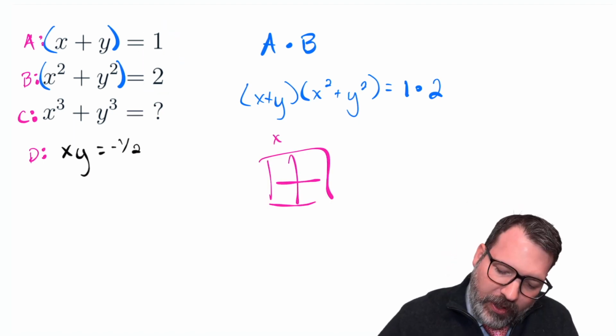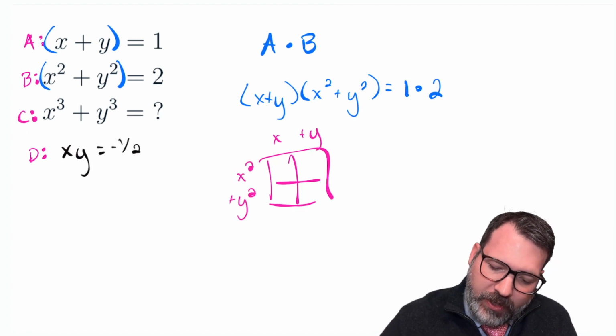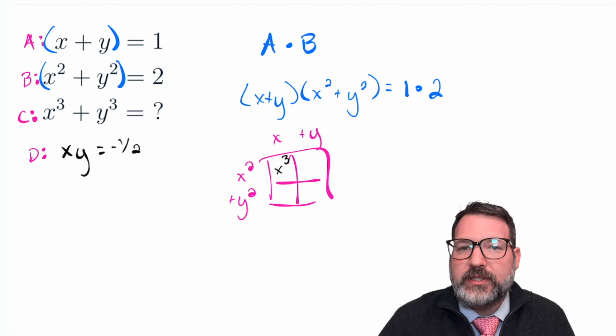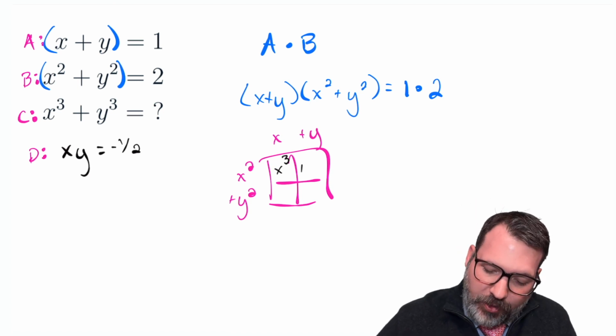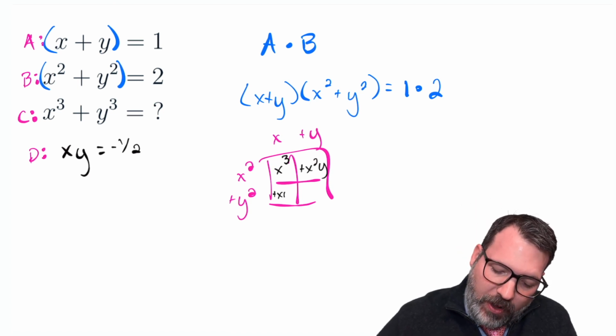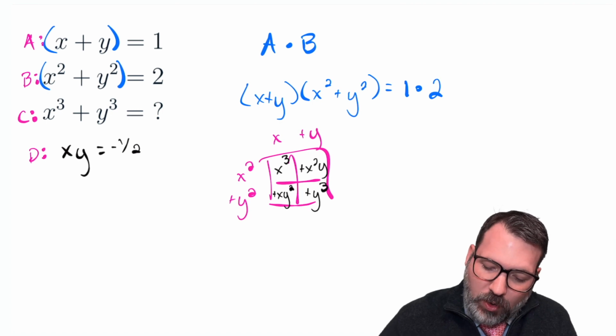Again, I'm going to use something like the box method to multiply out this left-hand side, and I'm going to get x to the third power this time. x times x squared is x to the third, plus x squared y, plus xy squared plus y to the third.